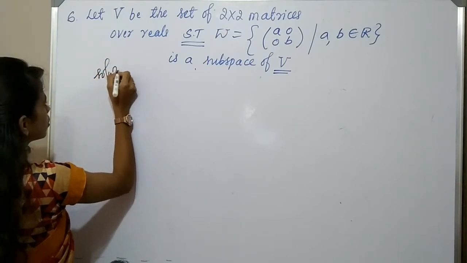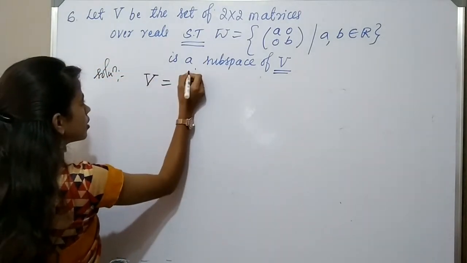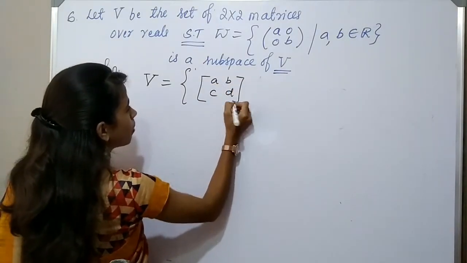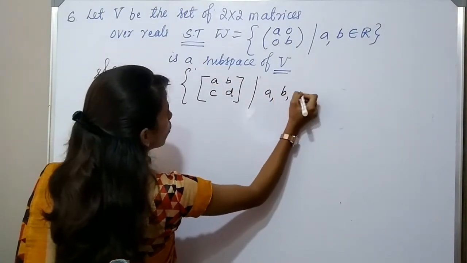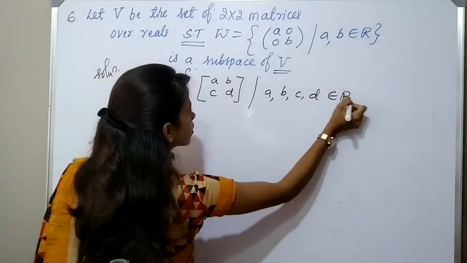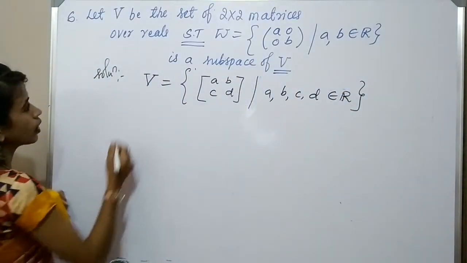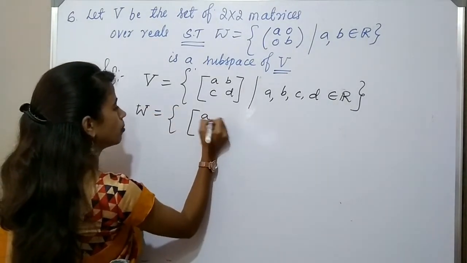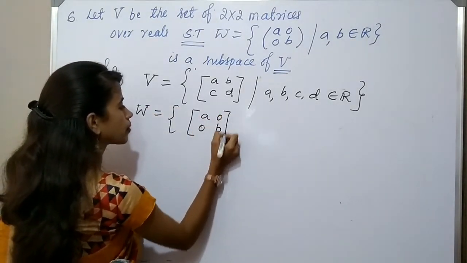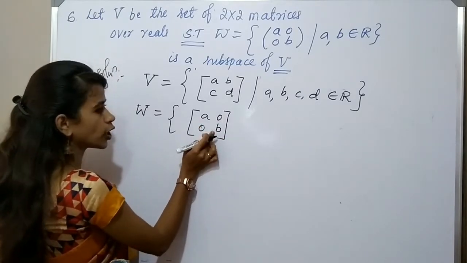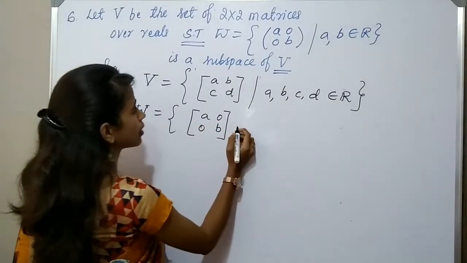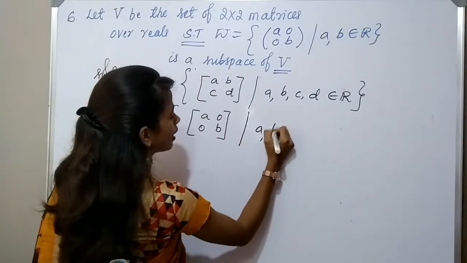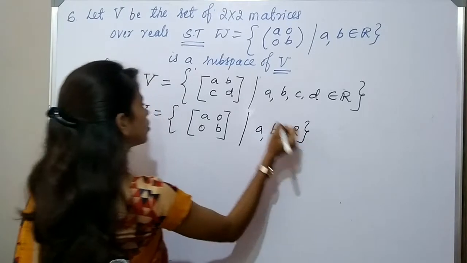Solution. Here, V is the set of all 2 by 2 matrices over the reals. And W is what? The set of all matrices of the form [A, 0; 0, B], where the diagonal elements must not equal 0. So that is the set of all elements of W, where A, B belong to R.